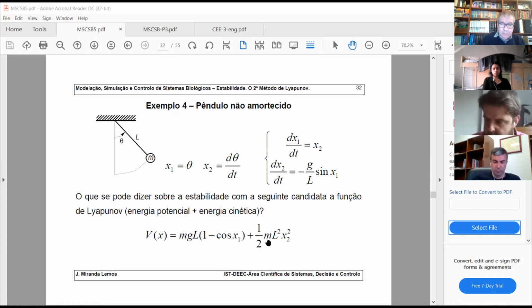Remember that this is periodic. But locally, close to x1 and x2 equal to zero, this V is something from which you can drink water or beer or tea, depending on your favorite.